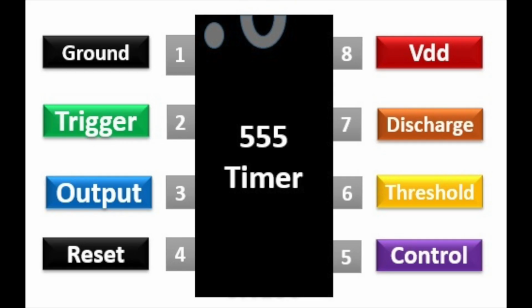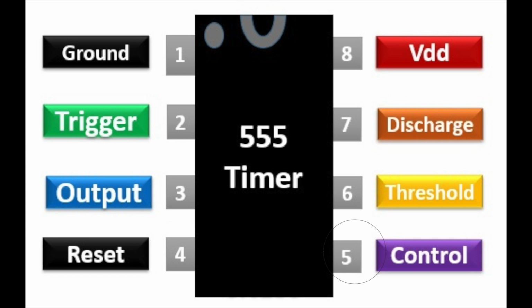This is the pinout diagram of the 555 IC. Pin 1 is wired to ground while pin 8 is wired to V+. Pin 2 is the trigger, which begins the square wave. Pin 3 is the output pin. Pin 4 is the reset pin, which restarts the output, and will be unused in this circuit.